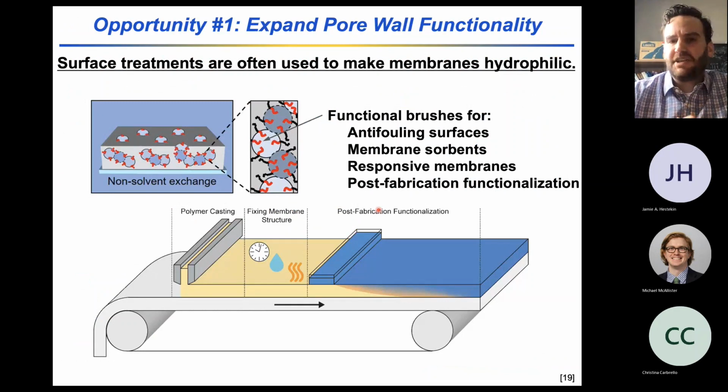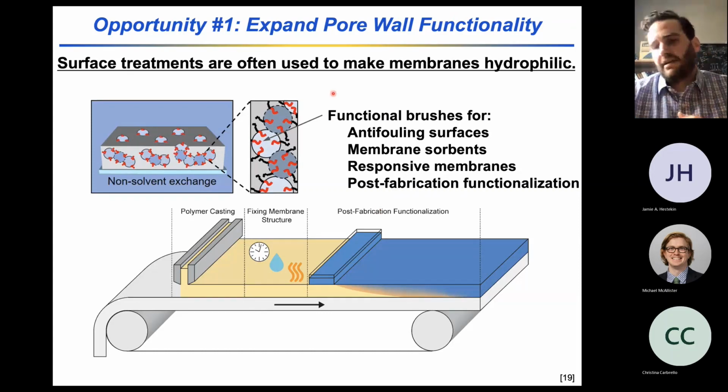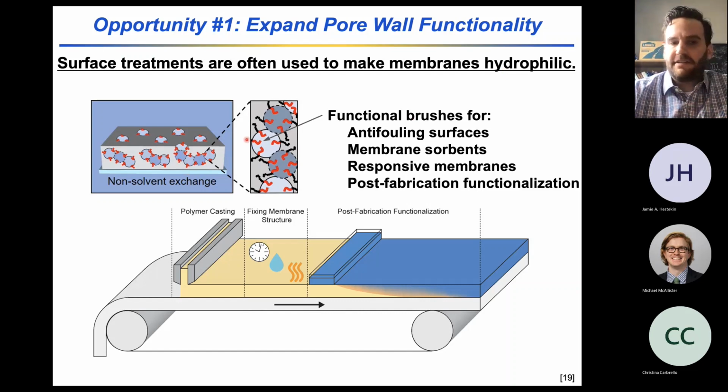And so the first thing that I'll mention is I think that there is growing opportunity to expand pore wall functionality. Those polymer films that I was discussing previously, after they're cast, often have surface treatments used to make the membrane more hydrophilic and hopefully resist the deleterious effects of fouling. And using some new materials, for example amphiphilic copolymers, you can blend those into the casting solution of your membrane so that a functional handle can remain along the pore walls, right?